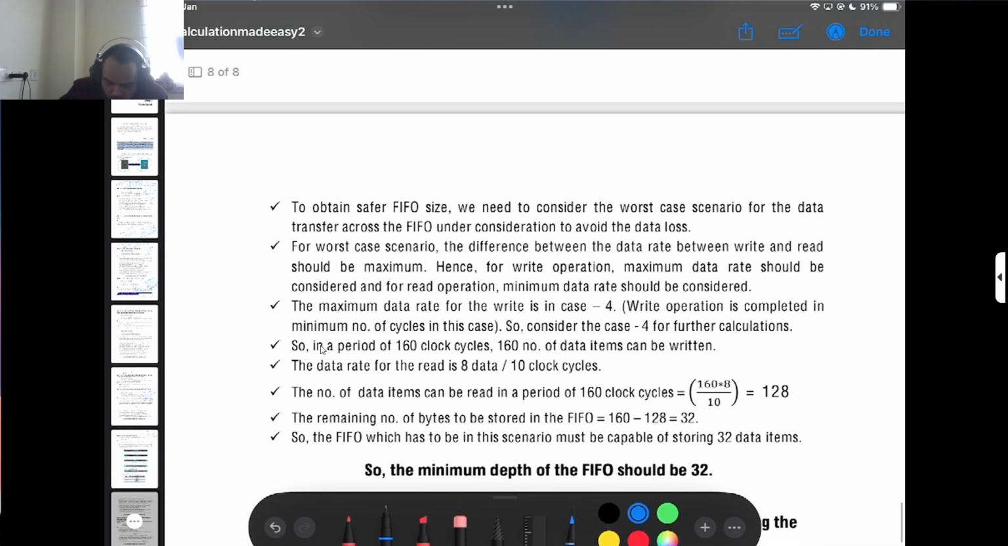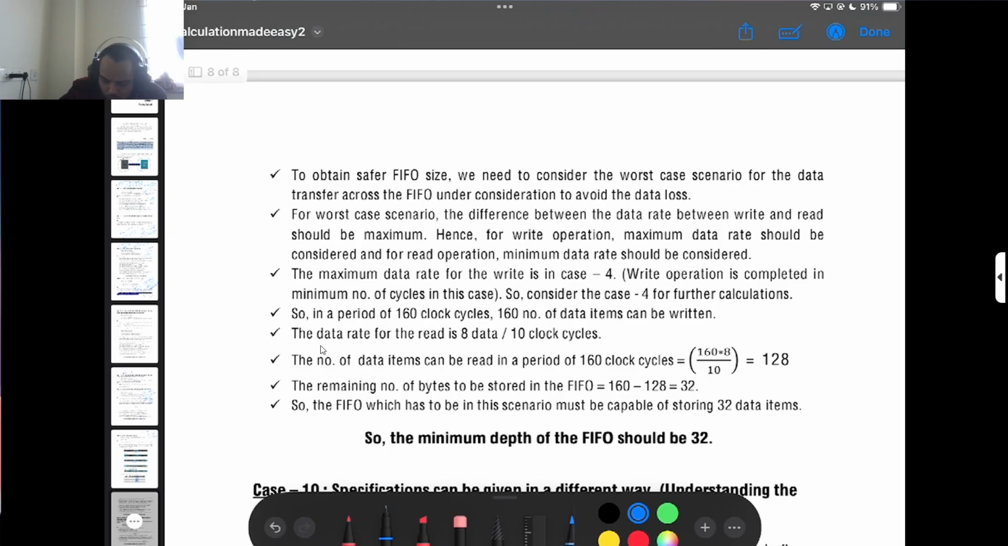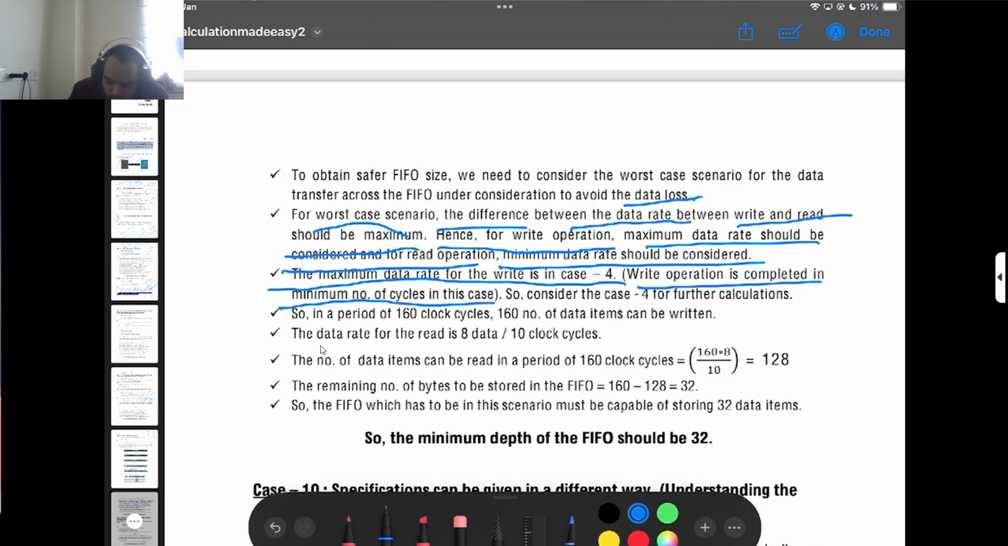To obtain a safer FIFO size, we need to consider the worst case scenario for the data transfer across the FIFO under consideration, to avoid data loss. For the worst case scenario, the difference between the data rate of write and read should be maximum. Hence, for write operation, maximum data rate should be considered. For read operation, minimum data rate should be considered. The maximum data rate for the write in this case is case 4, where the write operation is completed in the minimum number of cycles, so consider case 4 for further calculations.